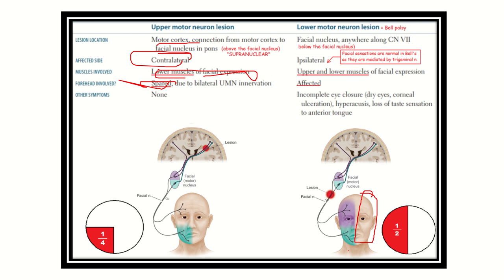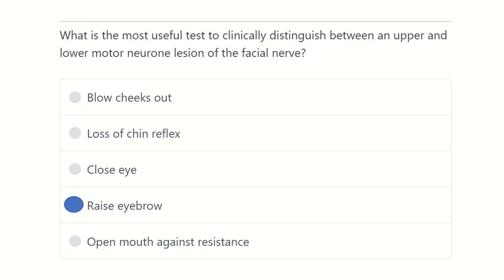But in case of upper motor neuron lesion, the patient gets half of the face affected, but the upper half of the face is spared. So our answer is raised eyebrow. If the eyebrow can be raised, then there is an upper motor neuron lesion. But if the eyebrow is also involved, then it is a lower motor neuron lesion.